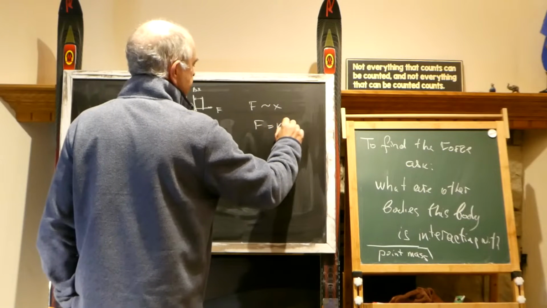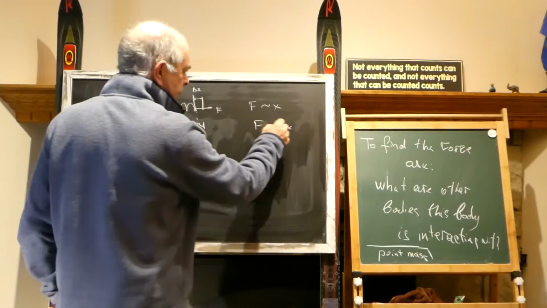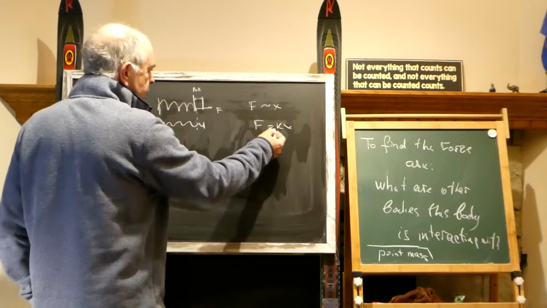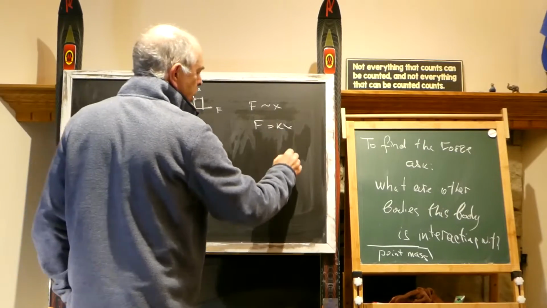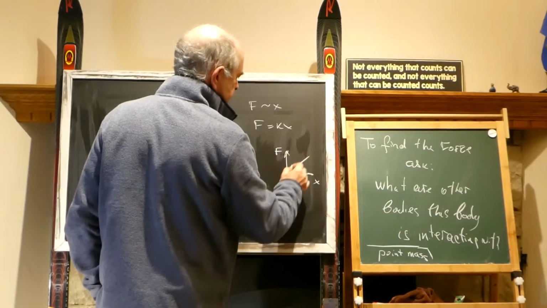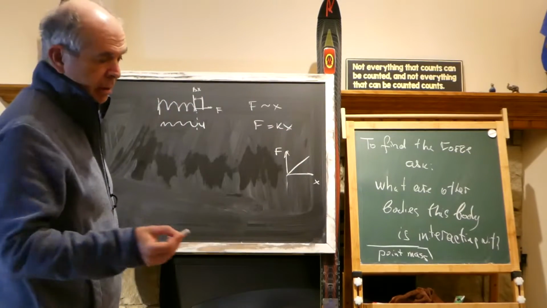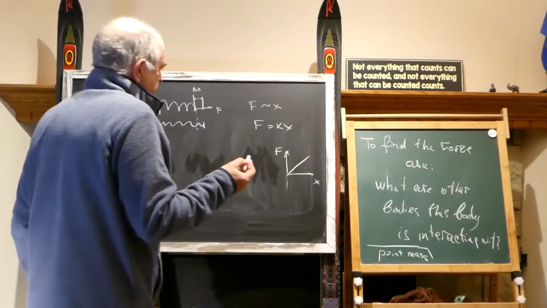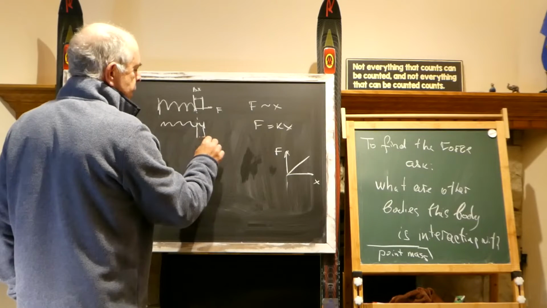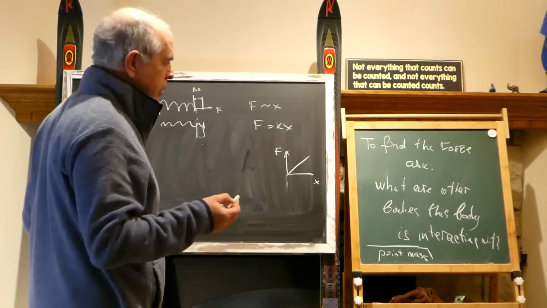F equals kx. And of course F is a vector, but it's one dimensional, so I write F equals kx. So basically if I know this law and I know x, then I know F, because this is a linear law. X grows twice and force is twice. So I calibrate this distance, millimeters, centimeters, and I say that 1 millimeter is 1 Newton and 2 millimeters is 2 Newton and so on.